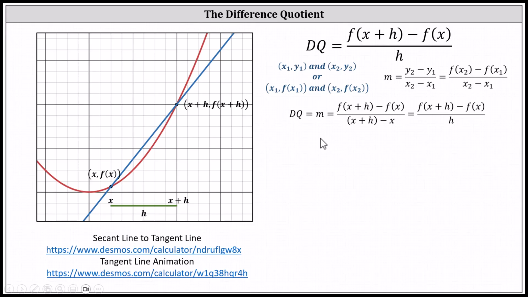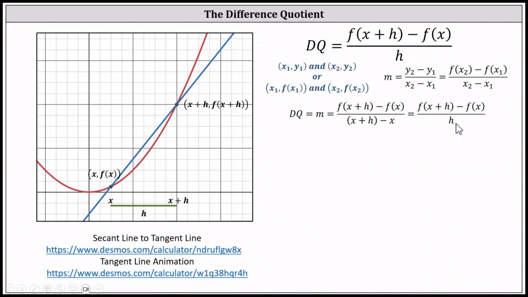So the difference quotient, which again is equal to the slope of the blue secant line here on the left, is equal to f of the quantity x plus h minus f of x, which is the change in the function values, or the change in y. Then we have divided by the quantity x plus h minus x, which is the change in x. Simplifying the denominator, notice we have x minus x, which simplifies to 0, which is why the denominator of the difference quotient is just h.